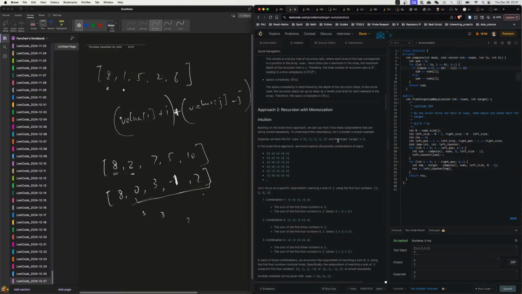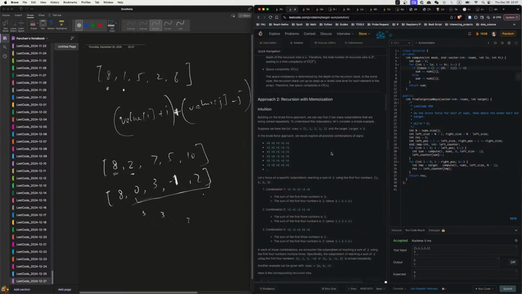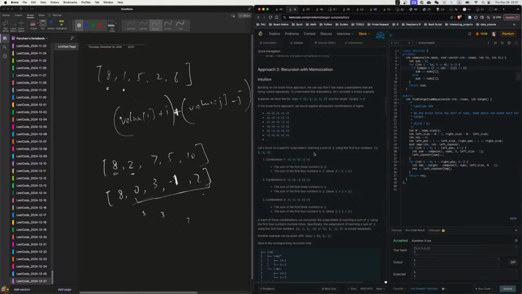Alright, building on the brute force approach, we can say that it has many subproblems that are being solved repeatedly. To understand the redundancy, consider a simple example. Suppose we have this list and the target is 3. In the brute force approach, we will explore all possible combinations of signs. Let's focus on a specific subproblem. Reaching the sum of 2 using the first 4 numbers.